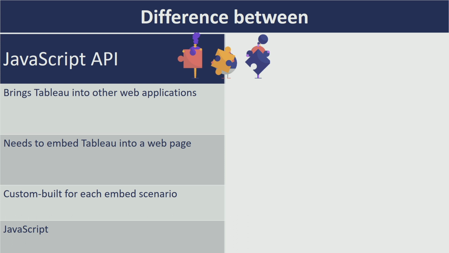So I think you answered your own question when you said their application. The portal is their application, and they want to put Tableau inside of it. And that is your use case for our JavaScript API. It brings Tableau in and embeds it into your web page. It can be custom built for your scenario, and there are lots of ways to integrate with other parts of your application besides just embedding the visualization.